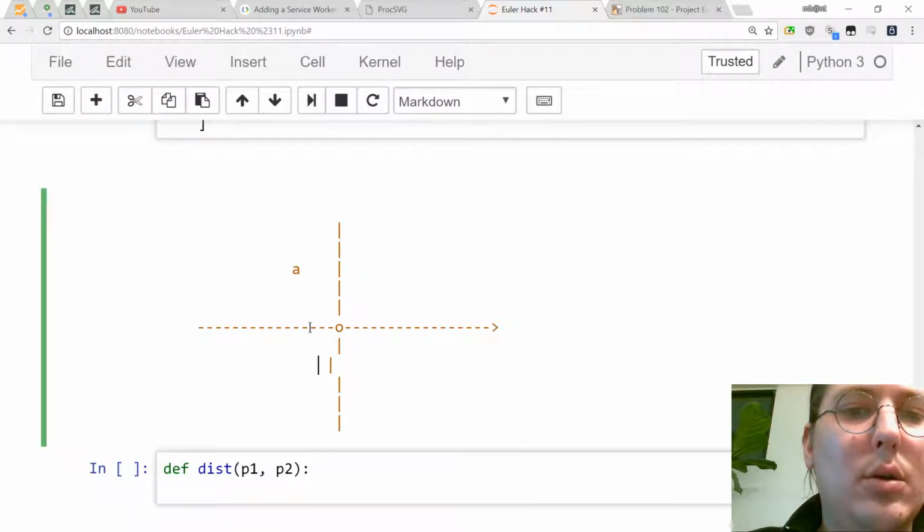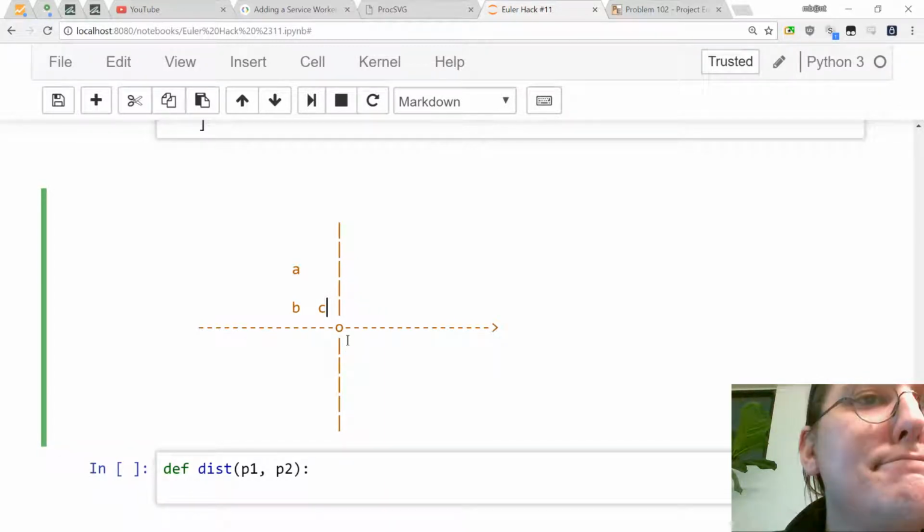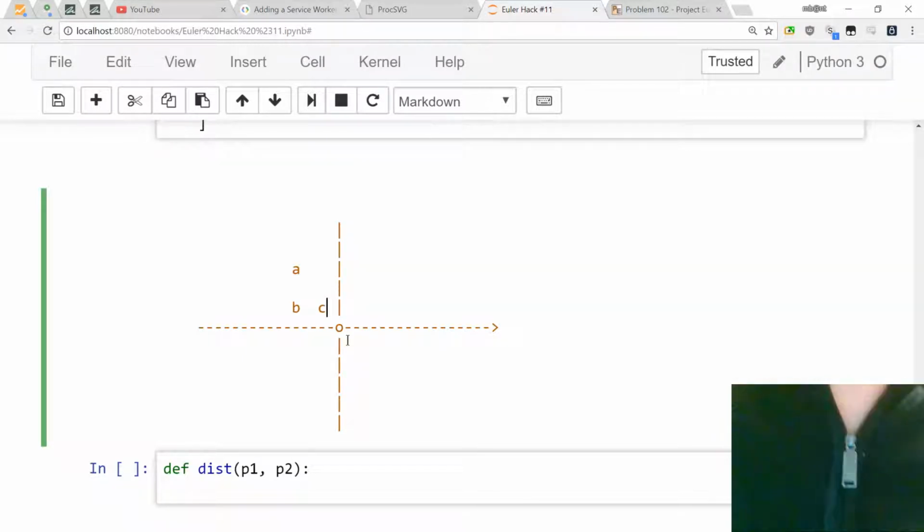Let's check. For this example, it should work. Maybe not. Oh, it works for the small one. For the small one, this point is further away from the origin than from this and from this. Well, at least from this. But not from this, so maybe we have to refine the logic a bit. The distance from these two points might be longer than the distance from the origin to this one.